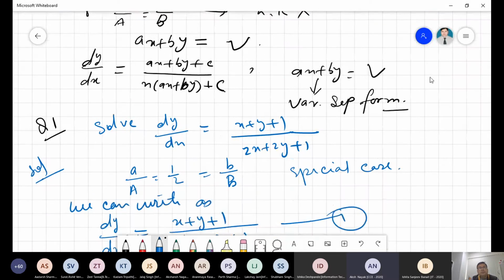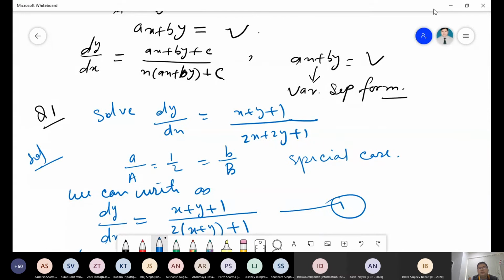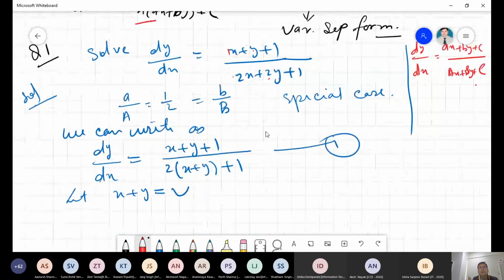Okay. So this is question number 1, x plus y plus 1 over 2x plus 2y plus 1. When you compare it with the standard form, dy by dx equal to ax plus by plus c upon capital Ax plus capital By plus capital C, you see that a by A equals 1 by 2, because the coefficient of x is 1 and capital A is 2, and b by B is also 1 by 2, the coefficient of y. So this is the special case. We can write this equation in the form n times (ax plus by), so this will be x plus y.